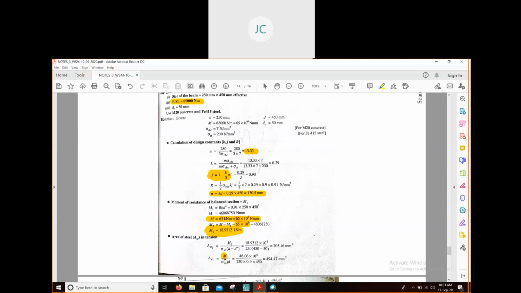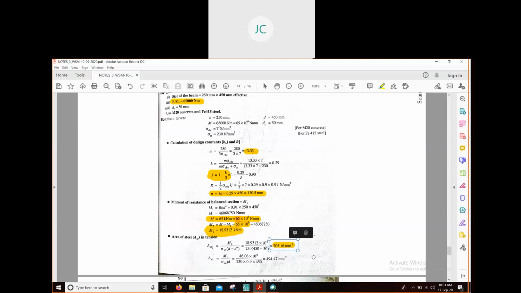But now we have to resist some extra amount of moment which is given by M2. This is the extra amount which we have to resist by providing some extra reinforcement. So for this amount of bending moment, how much steel will we require? It is given by this formula: AST2 equals M2 divided by sigma st into d minus d dash. After putting all the values, you will get this value.